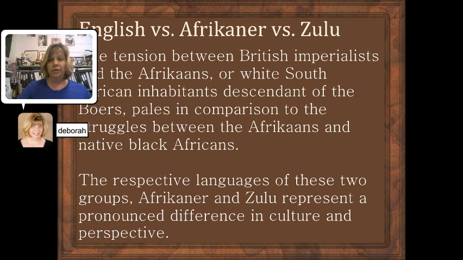A lot of the tension in the country came between the British or even the European imperialists and the Afrikaans, who were the white South African inhabitants who were descendants of the Dutch. That, though, became even a little bit of a struggle compared to the struggle between the Afrikaans and the native black Africans. Mostly the native black Africans were part of the Zulu tribes. And you'll see some of these different languages even that show you some of the differences in the culture and perspective between these two groups who were sharing the same countryside.